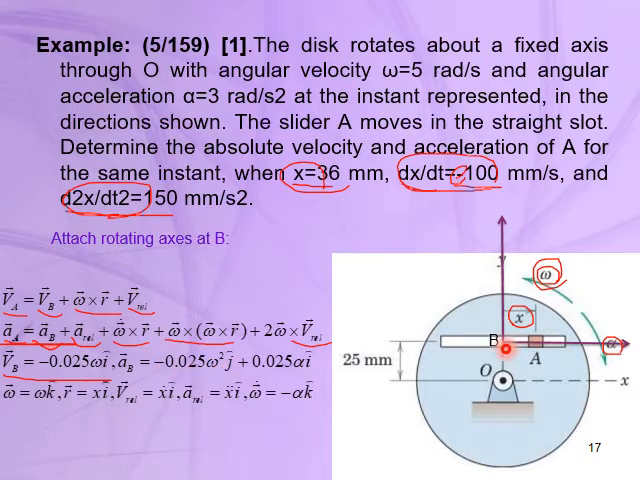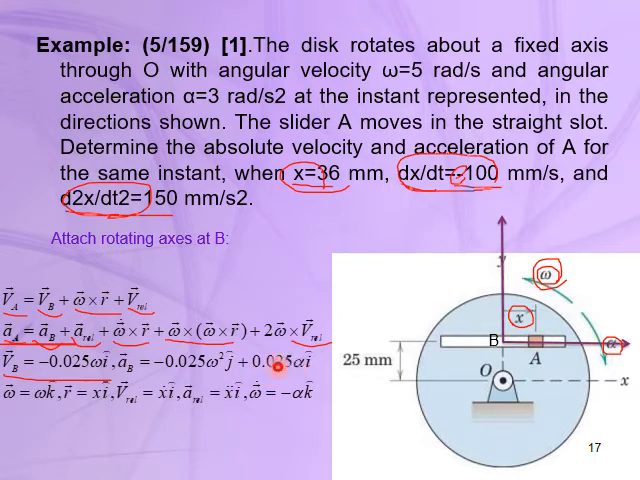We know that this point B, because it is rotating, and if you use for example the polar coordinate system, easily you can write that at this moment it will have a normal acceleration and a tangential acceleration. The tangential acceleration is alpha times r, and at this moment it will be in the positive direction of the x-axis, and the normal component, which is r omega squared, at this moment is in the negative direction of the y-axis, so it will be minus 0.025 omega squared. This is the normal component, and the tangential component is 0.025 alpha.